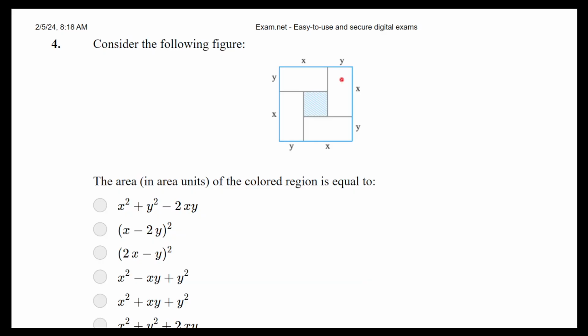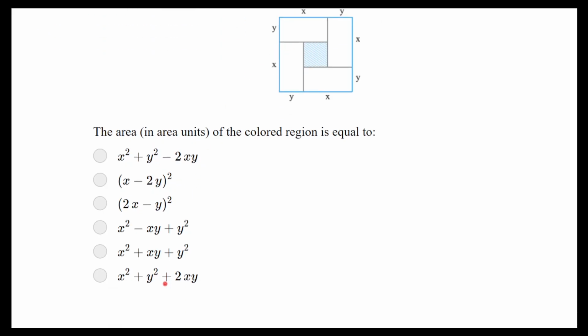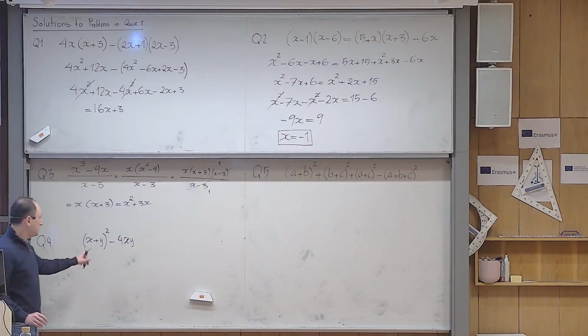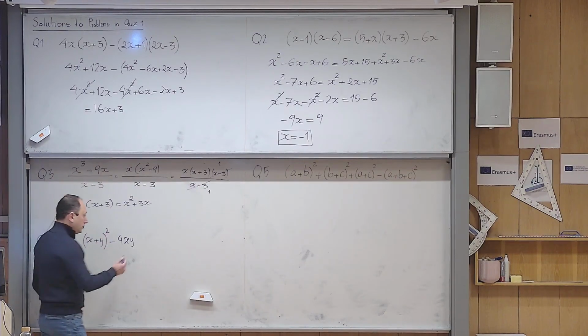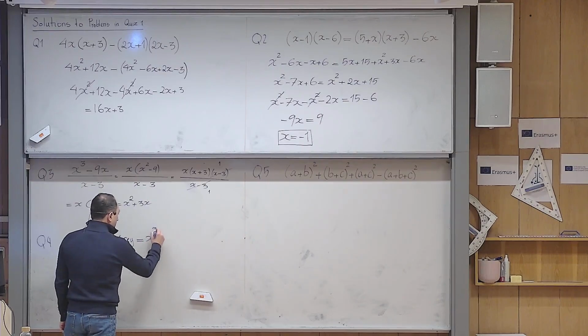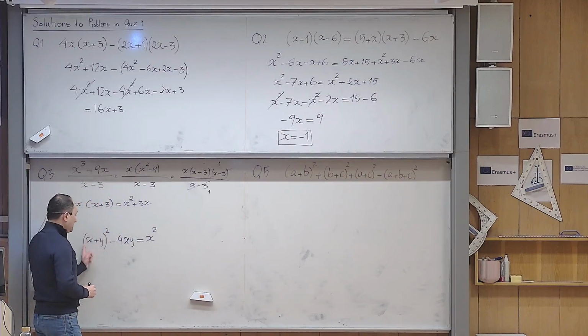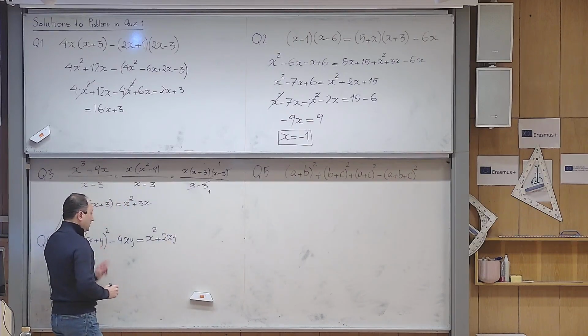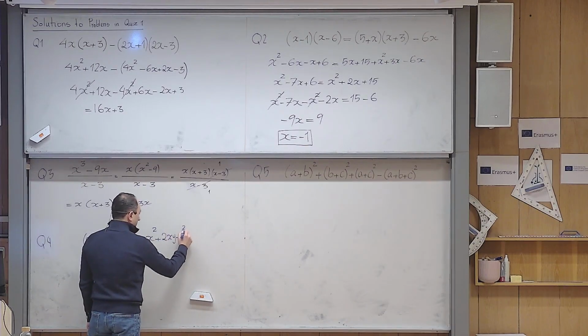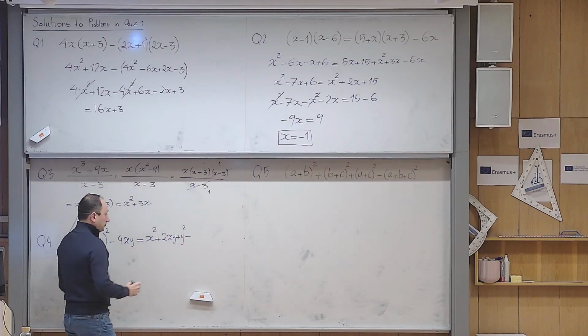If you go back here, the options available are these. So I have to see which one of these options is equal to this one. This is the Math 2C lesson. Which rule is this? The squaring rule. So it becomes x to the power of 2, plus 2 times the first one times the second one, plus the second one squared, minus 4xy.